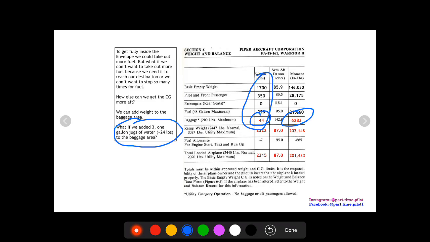We add up all the weights to get our ramp weight. We add up all our moments to get our new ramp moment. We divide the moment by the weight to get our ramp arm. And we subtract the fuel during engine start and taxi run up for weight and moment. We get a new takeoff weight, new takeoff moment. Divide moment of 201,483 by the weight of 2,315, and we get our CG of 87.0.